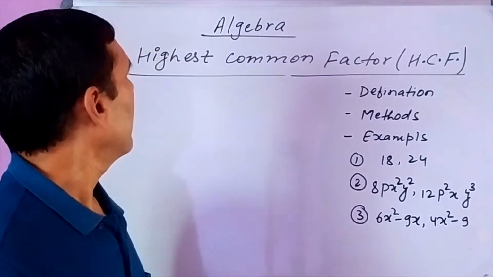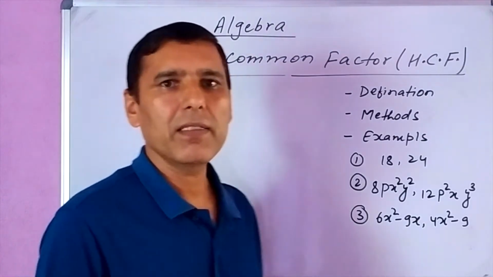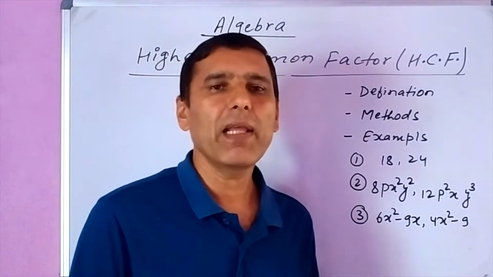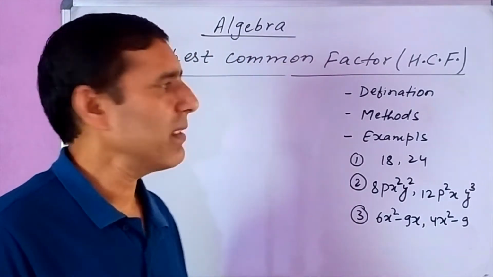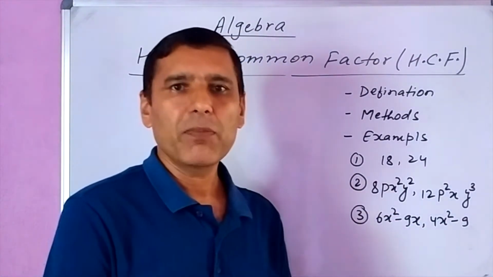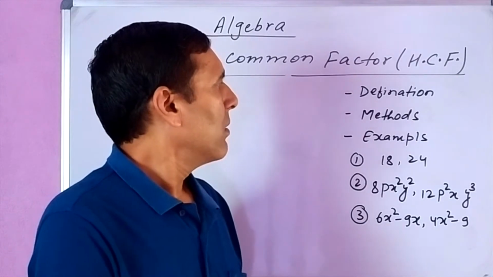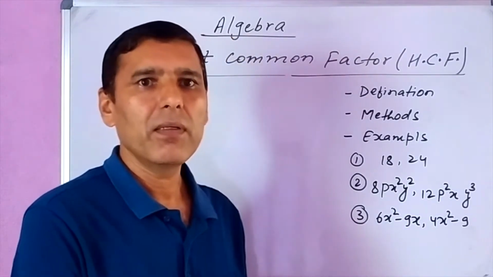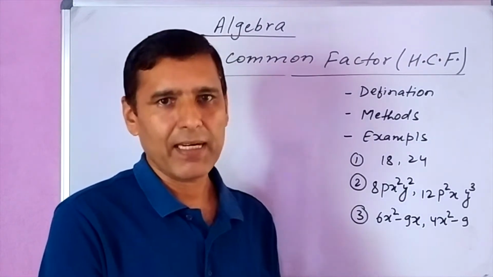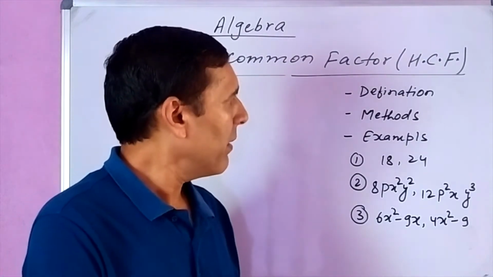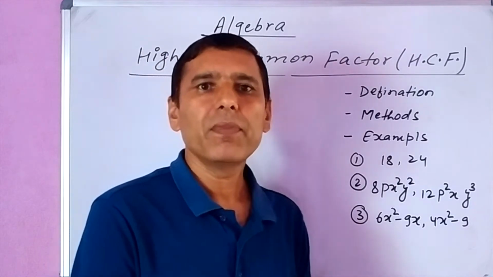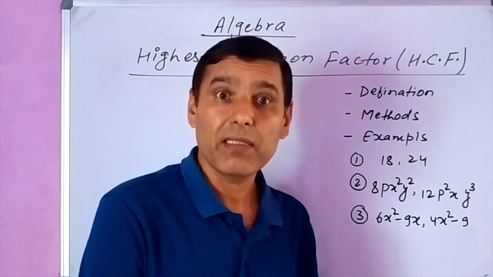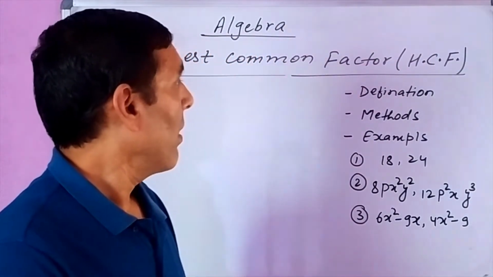Today we are going to discuss the highest common factor, HCF. First of all, what is HCF? We know that we can find the HCF of numbers as well as algebraic expressions. For numbers, it is the greatest number dividing the given numbers exactly. Similarly, in algebra, it is the greatest algebraic expression which divides the given algebraic expressions exactly.